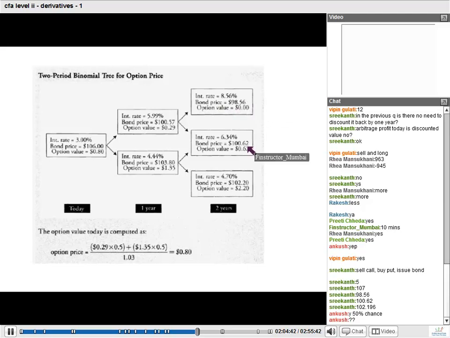So 98.56, 100.62 and 102.2 is what we calculated. The interest rates were given to us, and the 50% probability on the two arms is also given to us. So the option value looks out to be 2.22 here, 0.62 here, and $0 here. Discounted back, the option value comes out to be $0.29, and $1.35. Discounted back by one more period, the option value comes out to be $0.8. So the value of the option comes out to be $0.8, and the value of the bond comes out to be $106 at the beginning of the period.